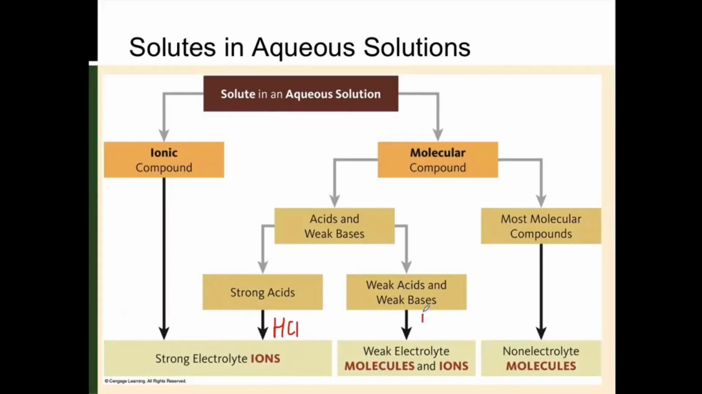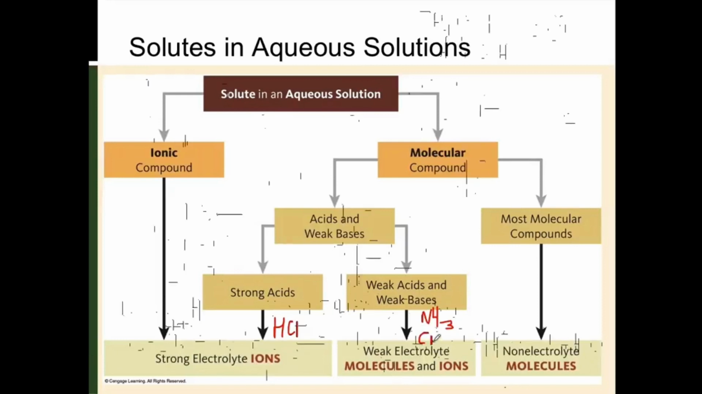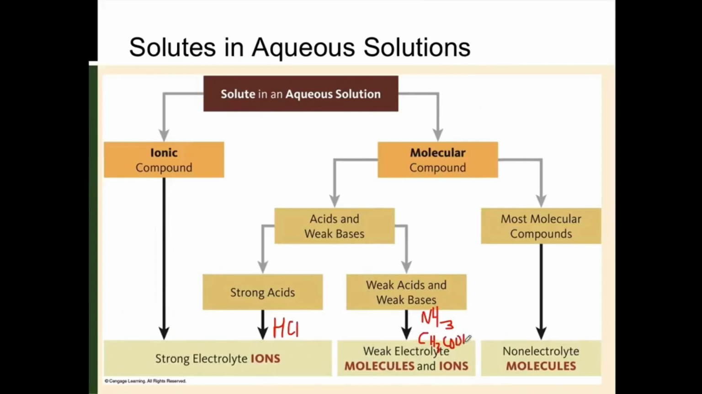So let's take a case such as our NH3 and our acetic acid, CH3COOH. Then the other one, molecular compounds. Most molecular compounds, such as our sucrose that we saw earlier, are non-electrolyte molecules. They do not dissociate at all. They do not produce ions in solution at all.